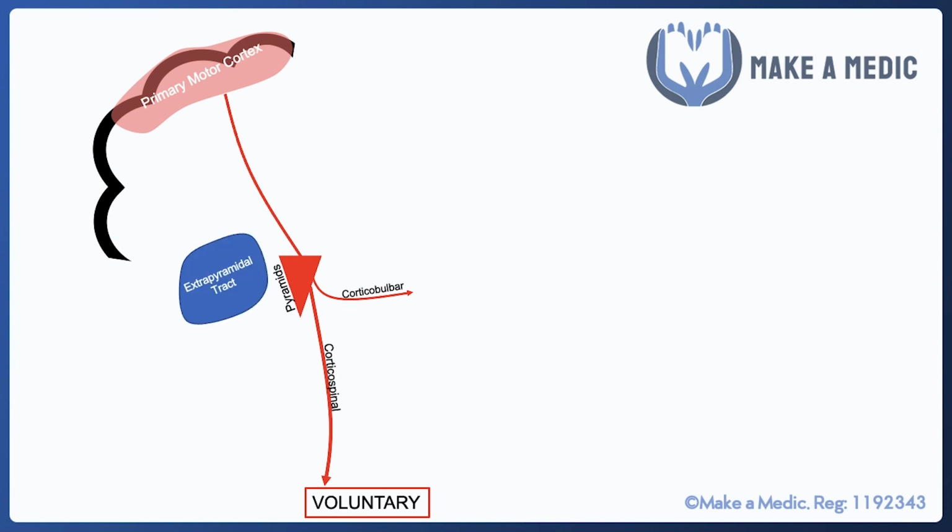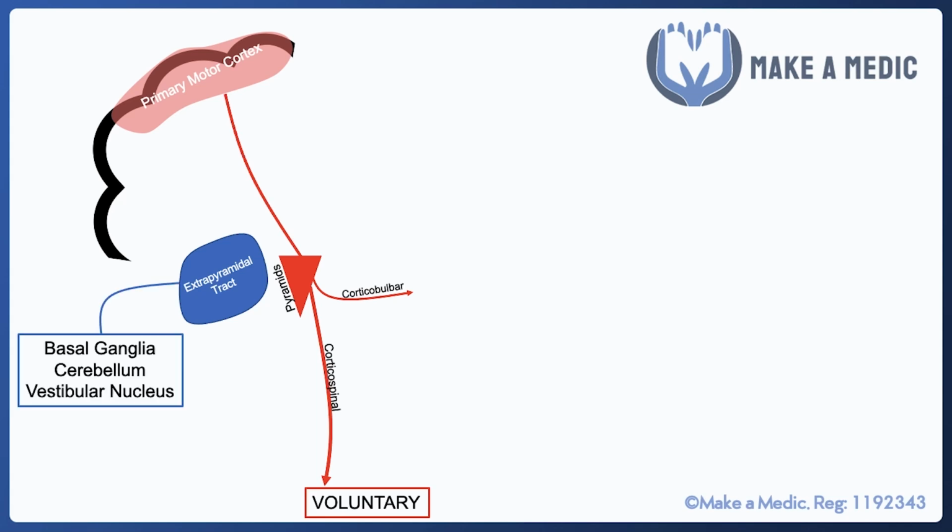And then we have the extrapyramidal tract, and that's a group of different parts of the brain, mainly the basal ganglia, cerebellum, and vestibular nucleus. And the purpose of the extrapyramidal tract is to regulate the movements and try and smooth them out as much as possible. So the extrapyramidal tract is involuntary. So whenever you decide to make some sort of movement, let's say to catch a ball or something like that, the pyramidal tract and the primary motor cortex was responsible for initiating that movement. However, the extrapyramidal tract does quite a lot of stuff in the background to make that movement as smooth as possible.